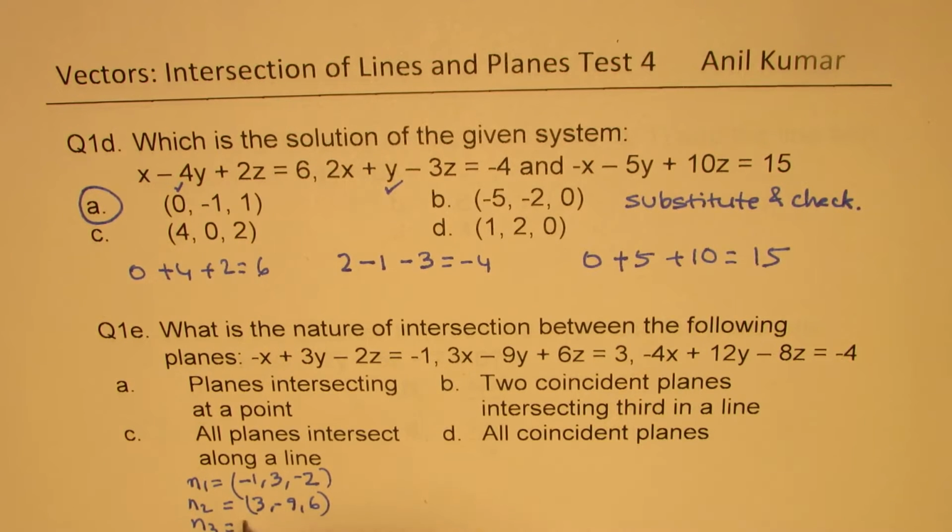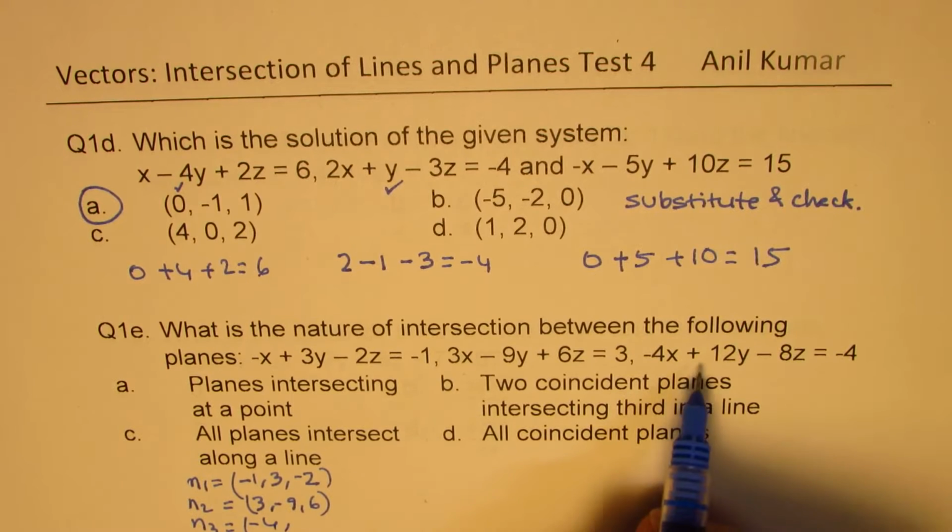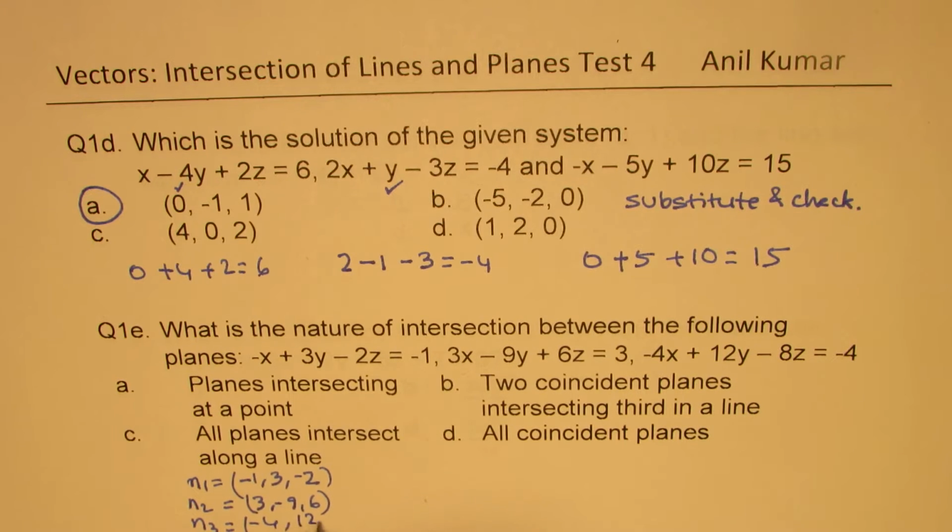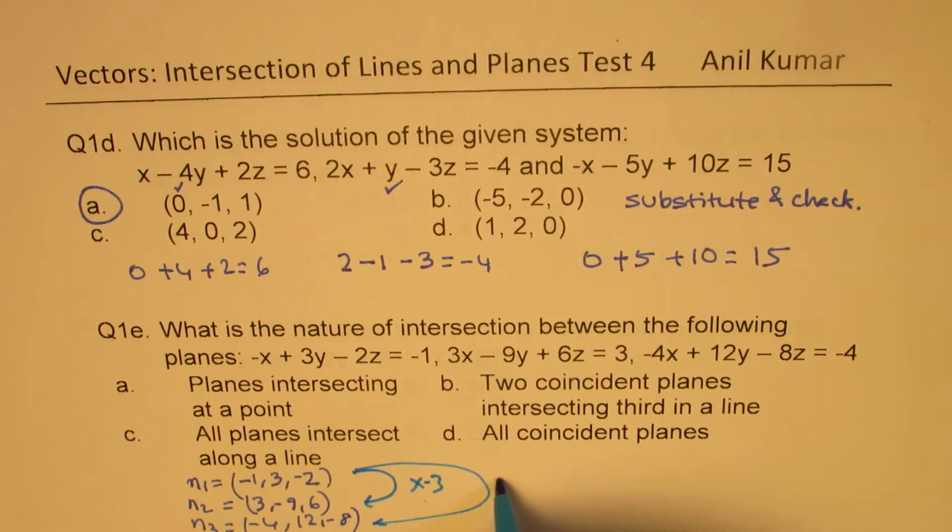n3 is -4, 12, and -8, right? 12 and -8. So what you see here is that they are scalar multiples, right? So if I do times 3, I get this one, rather -3. So we get this one, and to get that one, it is times 4, correct? So they are all scalar multiples. That means they are all parallel planes at least, right?